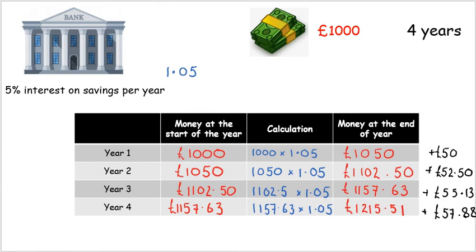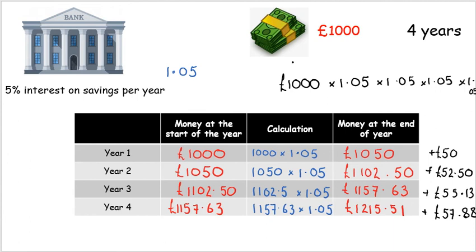So a shorthand way we could work this out is we could take our original amount, £1,000. And all we did was we multiplied by 1.05. Then we took that and multiplied that by 1.05. Then we took the answer to all of that and multiplied it by 1.05. And then we took the answer to all of that and multiplied by 1.05. I'll put that down there.